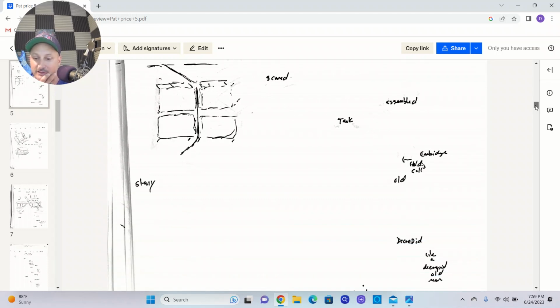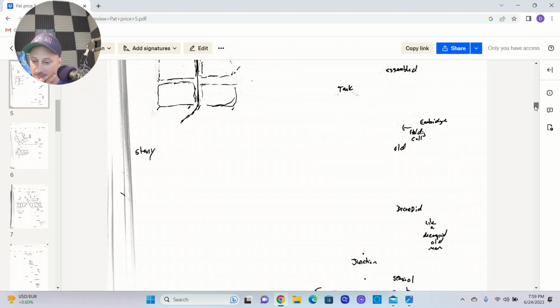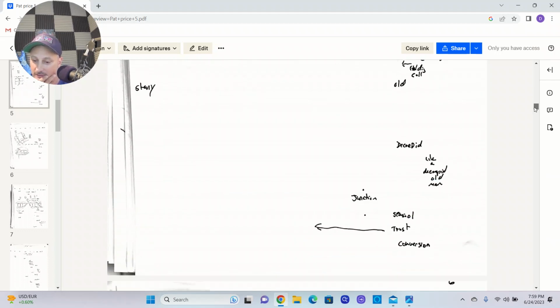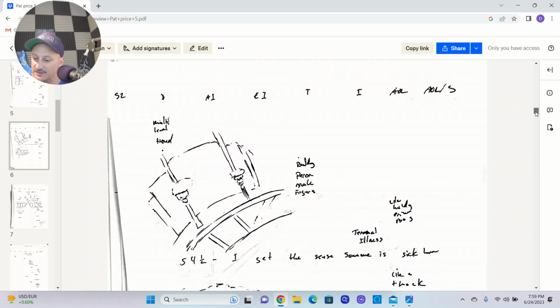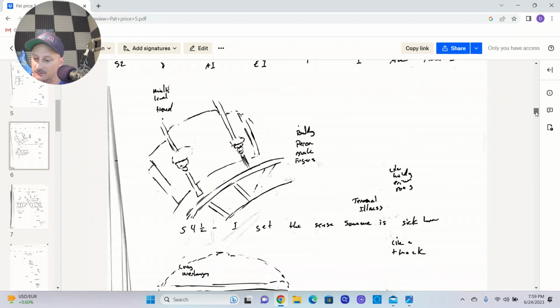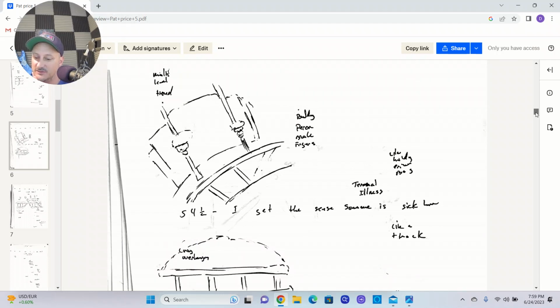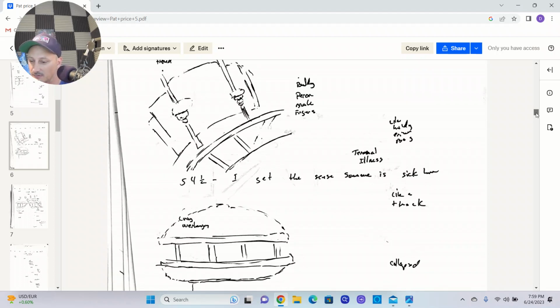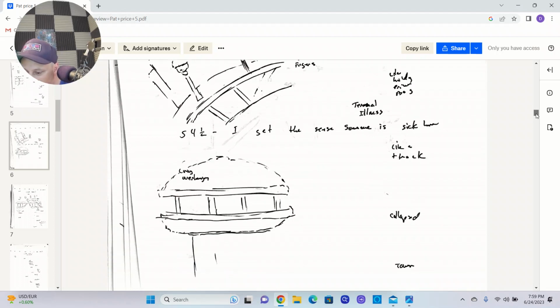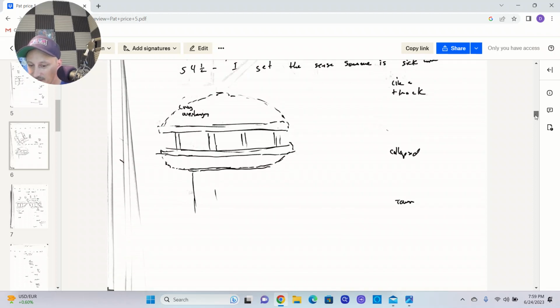I think I'm getting the sense of a decrepit old man. This idea of trust and the sense of a conversation. I'm sensing someone is sick here. Terminal illness. I get a sense of a building, a person, a male figure. Okay, a sense of collapsed.